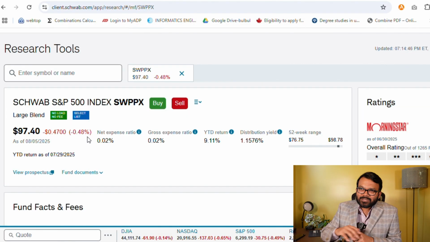But usually S&P 500 index funds are for long term, so like for 5, 10, 20, 25 years. It's not for everyday buy and sell kind of fund. Now, so let's look at other metrics.